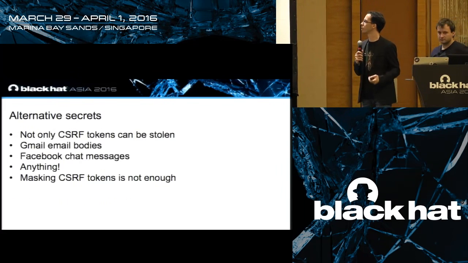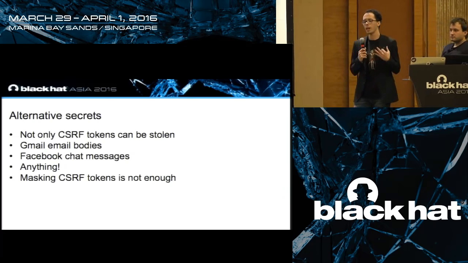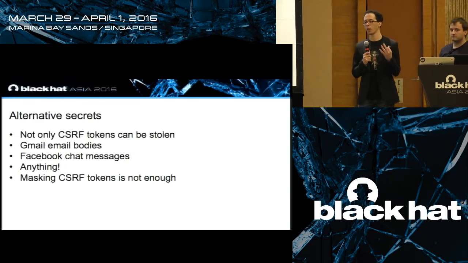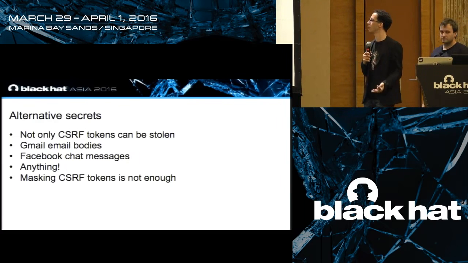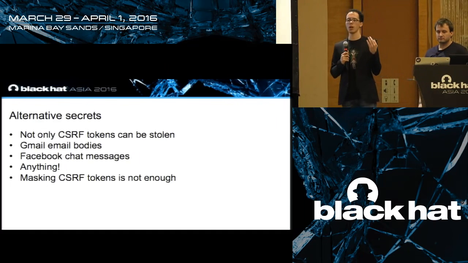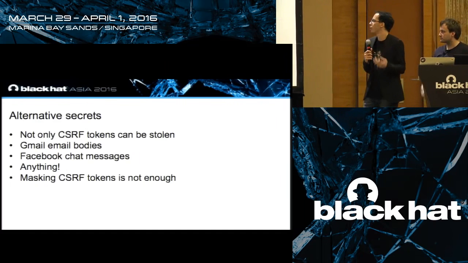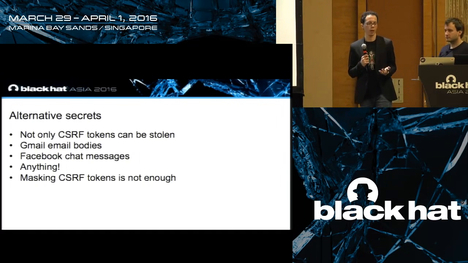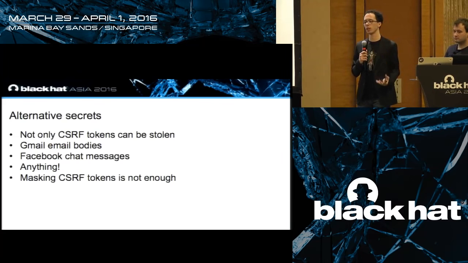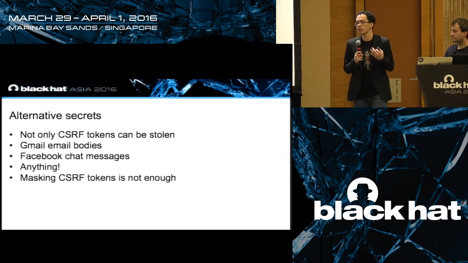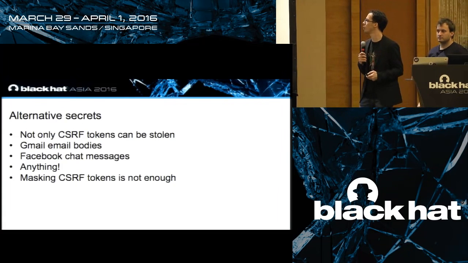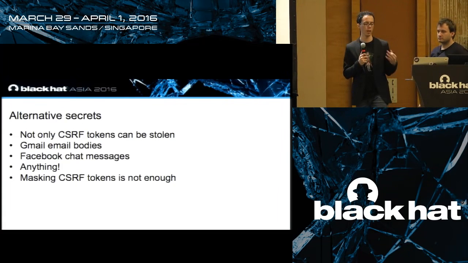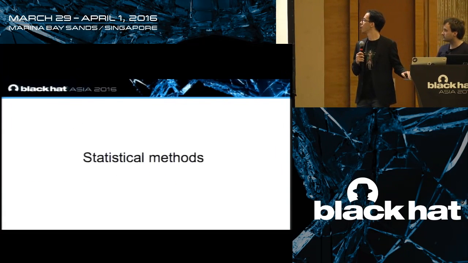So, what are those alternative secrets? Anything that is contained in the response plaintext body is a possible secret. So, this is Gmail emails, Facebook chat messages, some financial data, or anything else. Facebook has used a mitigation technique by masking the CSRF tokens, which is good, but it's not enough, because although it prevents the attack against the tokens, it is not working for other secrets in the response body.